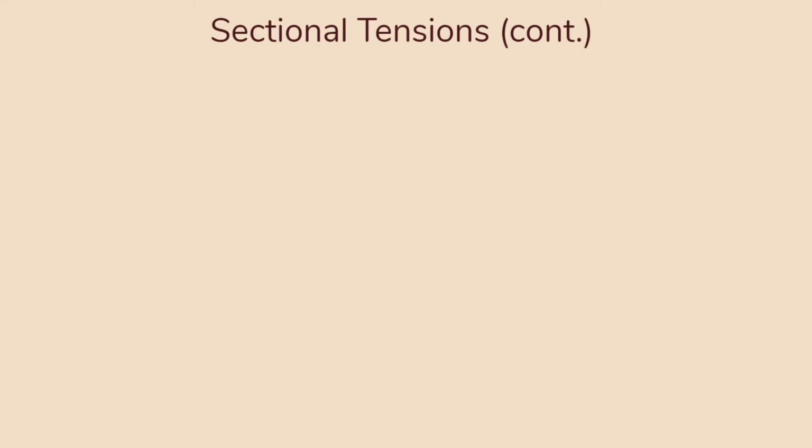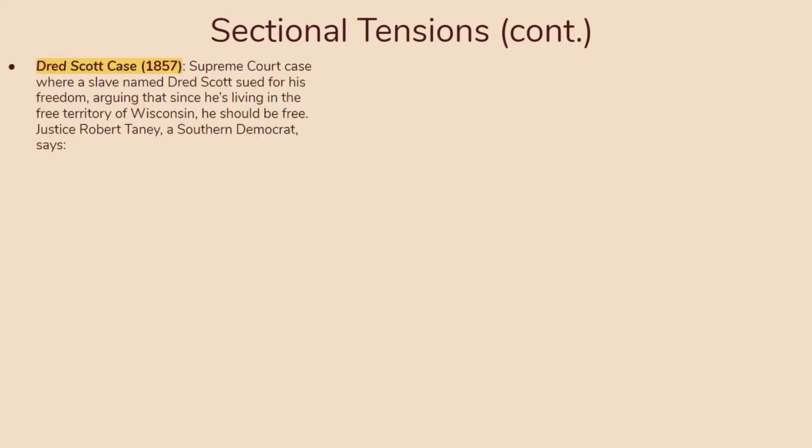Okay, so moving on, talking more about these sectional tensions. One really important court case you need to know about is the Dred Scott court case. If you take anything out of this chapter, it should be Dred Scott. This happens in 1857, and essentially this was a Supreme Court case where a slave named Dred Scott sued for his freedom, arguing that since he was living in the Free Territory of Wisconsin, he should be free.